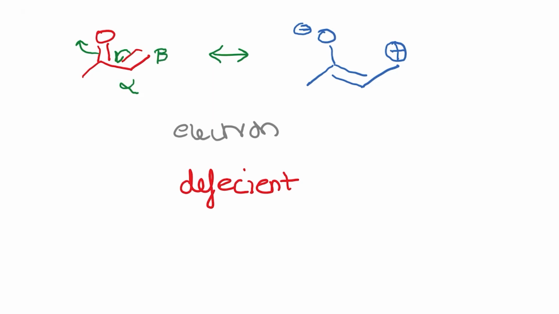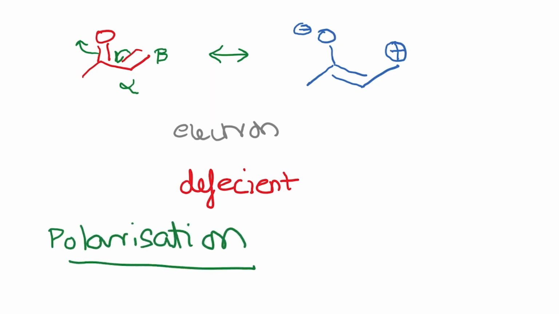So there is a fair amount of polarization that occurs, and this is going to contribute to the unique reactivity of these types of compounds. Now, can we detect this polarization through spectroscopy? One of the important spectroscopic tools is NMR.